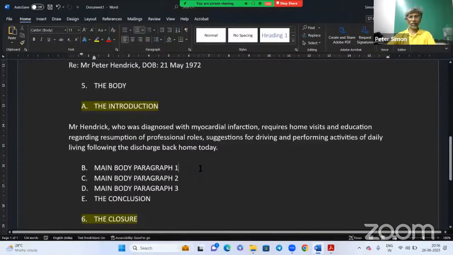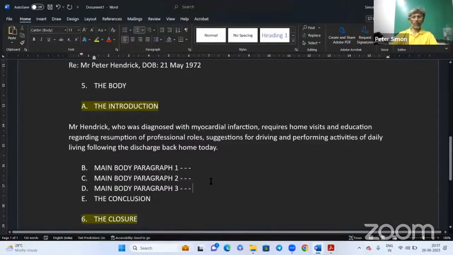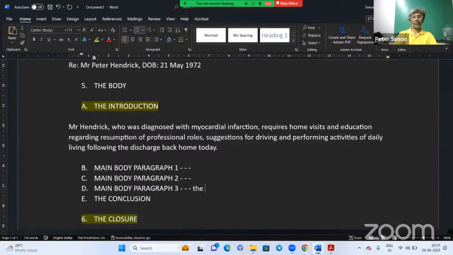So main body paragraph 1, what will you write here? Main body paragraph 2, what will you write here? Main body paragraph 3, what will you write here? Main body paragraph 3 will be the discharge plan. We'll write about the discharge plan.